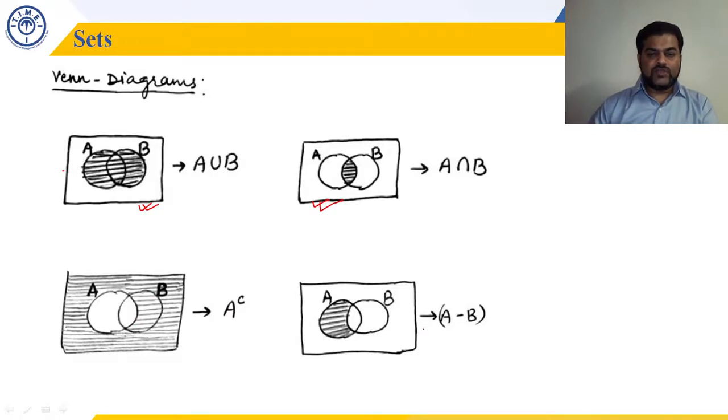And this is an example which gives you A minus B, right? All those elements which belong to set A but not to set B, that is A minus B. So this is A minus B.